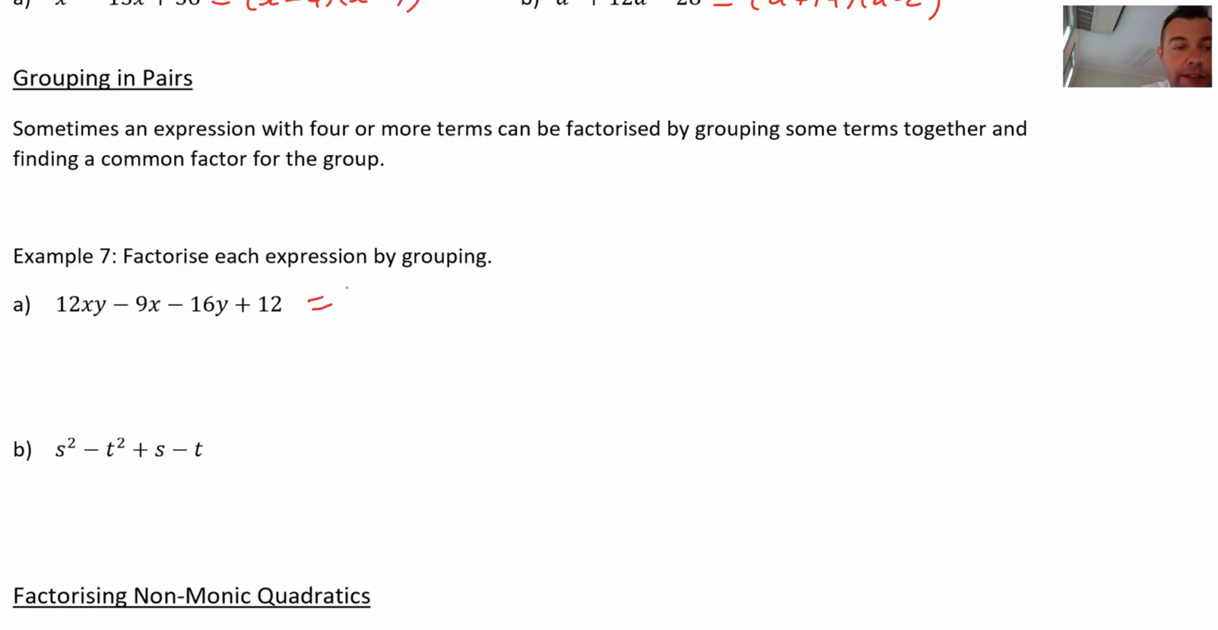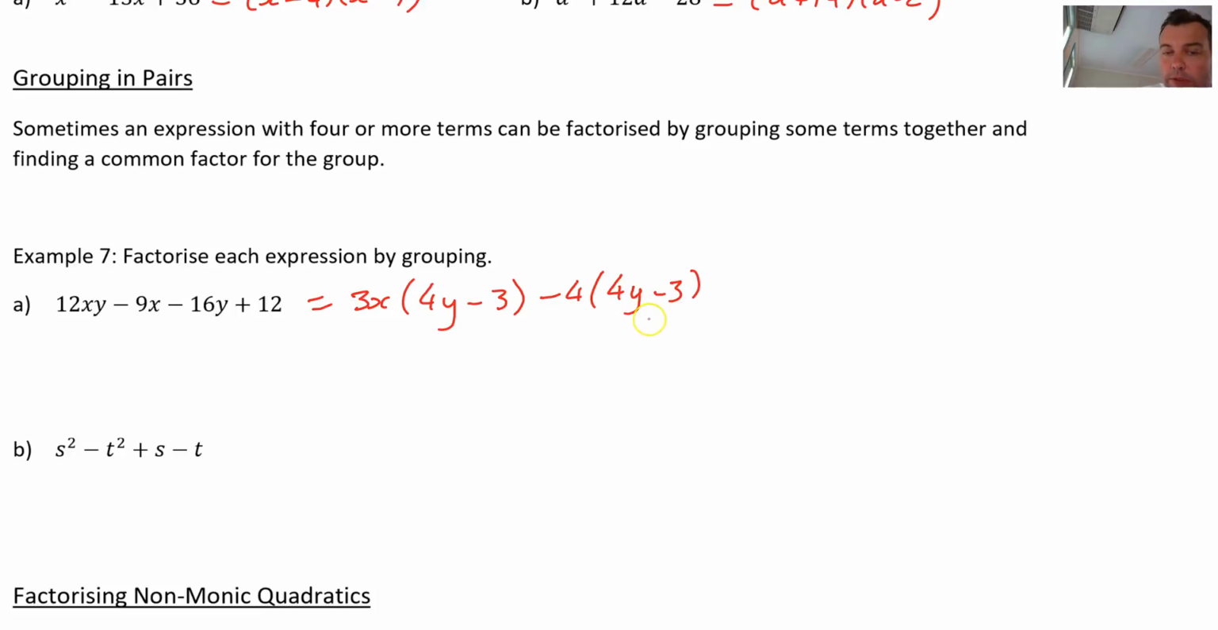Let's look at these first two terms, 12xy and 9x. Well, I could take a common factor of 3x out of these two terms. If I took 3x from those, I would end up with 4y minus 3. So if I expand that part, I'll get these two terms here. Now I've got minus 16y plus 12. Common factor there? Well, I think I could divide both of those by negative 4 if I wanted to. So if I had minus 4 outside of 4y minus 3, and I expand this part here, I get minus 16y plus 12, which is this part here. So if I expand that, I get back to here.